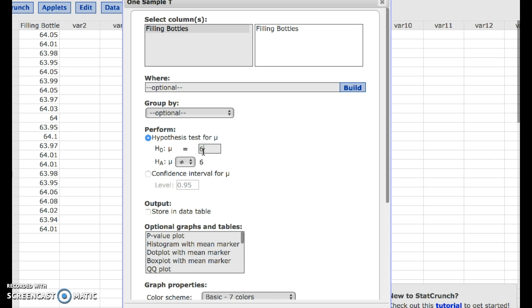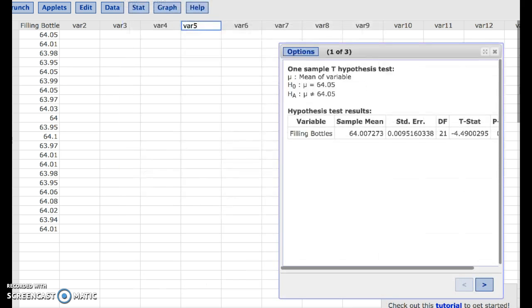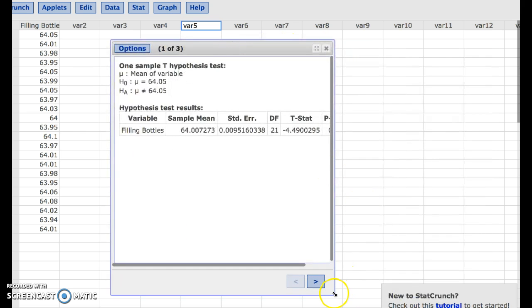If nothing is going on, the bottle should be 64.05 milliliters, or excuse me, ounces on average. And here we want to choose the not equals to. Okay, and let's go ahead and select our box plot and QQ plot. And let's switch it up here and take a look at our plots first.